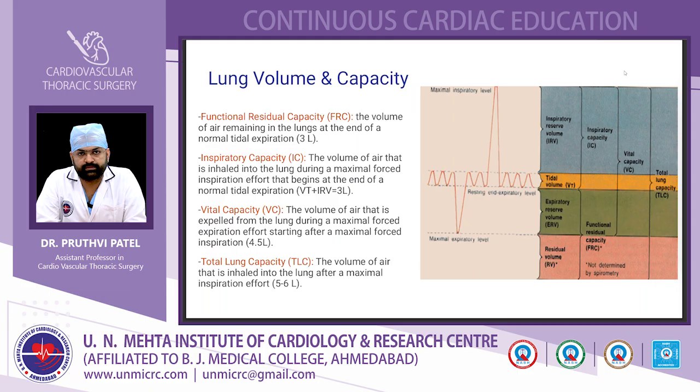And vital capacity. Vital capacity is the volume of air that is expelled from the lung during a maximal forced expiration effort starting after a maximal forced inspiration. It is 4.5 liters in a normal individual. And total lung capacity means the total volume of the lung, the volume of air that is inhaled into the lung after a maximum inspiration effort, that is 5 to 6 liters. All these capacities and volumes are shown in this diagram. Note that the red color zone is not calculated with spirometry, it requires body plethysmography.